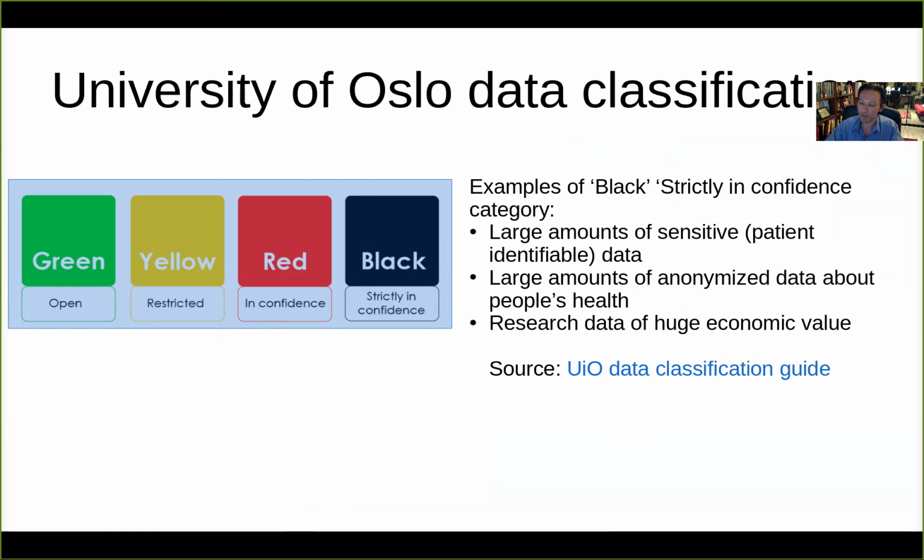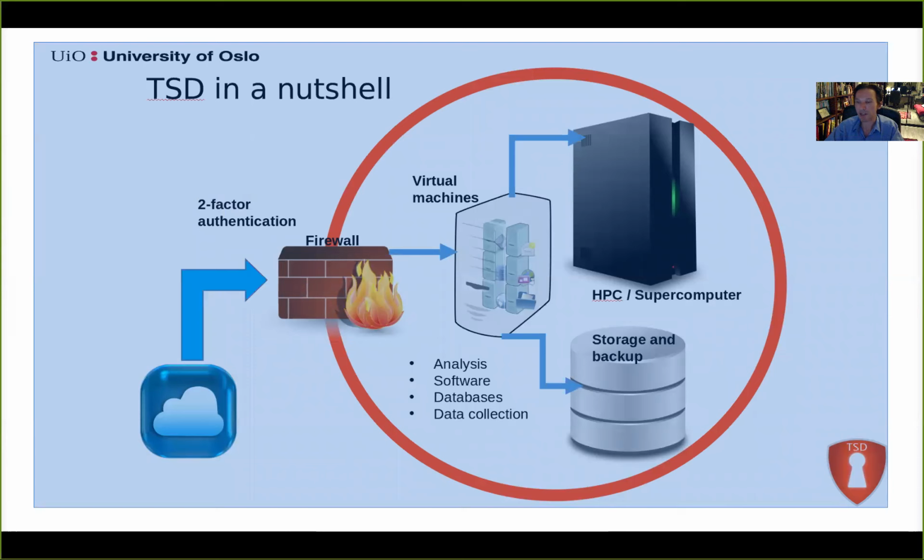So the University of Oslo, which is the largest academic establishment in Norway, is the administrative host of the largest hospitals in the country, and it thus deals with a large number of sensitive data around the world. And as a result, the university employs a rather comprehensive data classification system that has, of course, invested in infrastructure to securely collect, process, and deal with this kind of data.